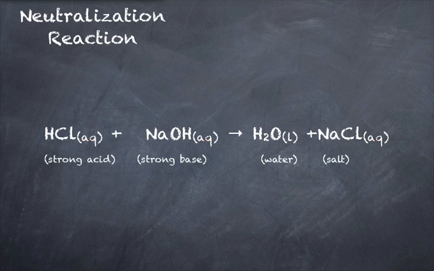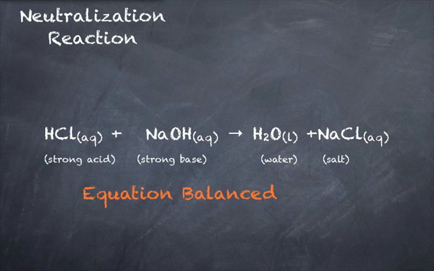And then you end up with the sodium from the base joining with the chlorine from the acid, and that's table salt, NaCl. So this is the basic formula that I want you to know, which is a strong acid plus a strong base will neutralize to form water and a salt. Okay, so the first thing that we always do when we're doing a net ionic equation is we make sure it's balanced. And this happens to be balanced already, so we can keep going.